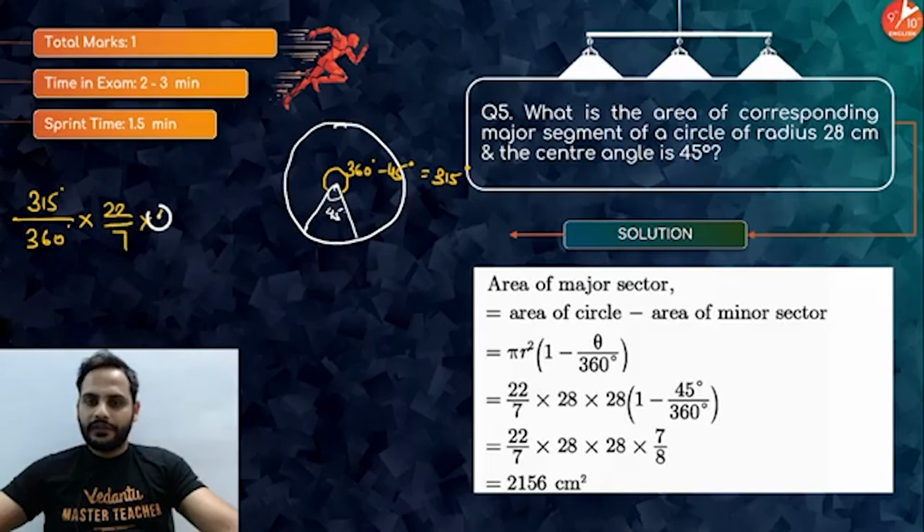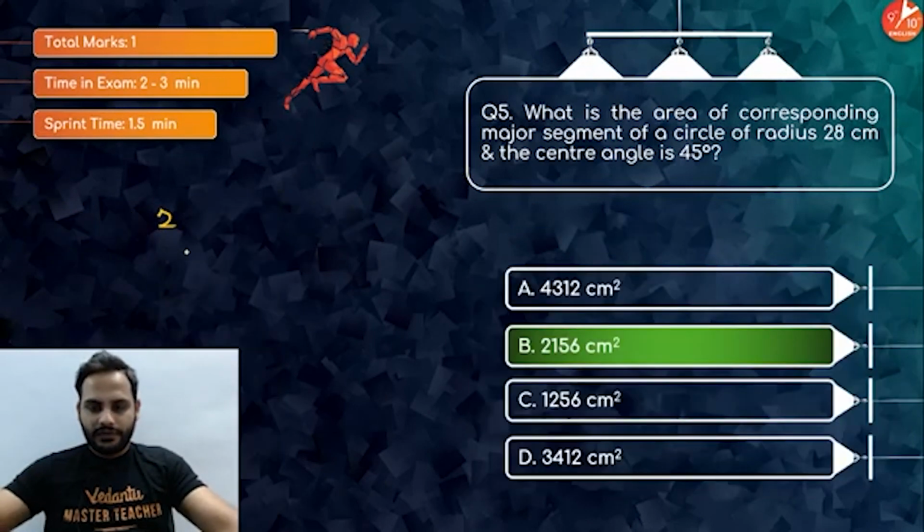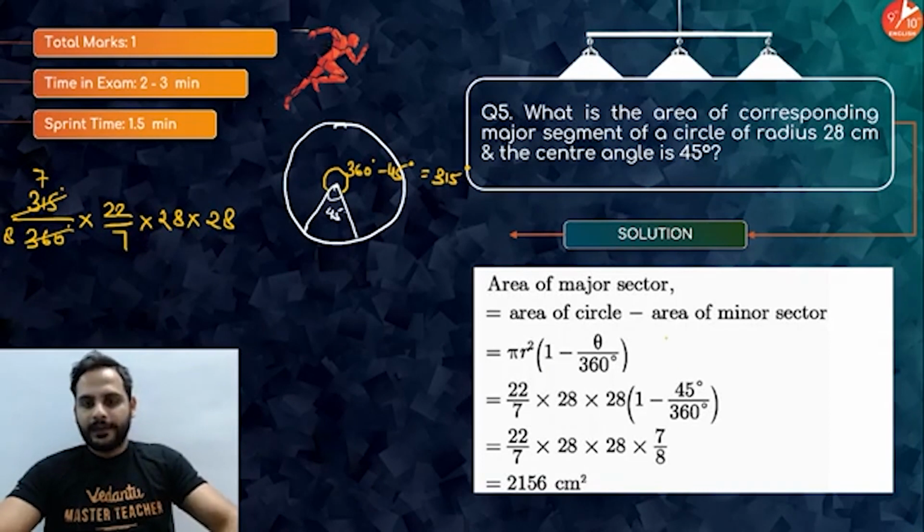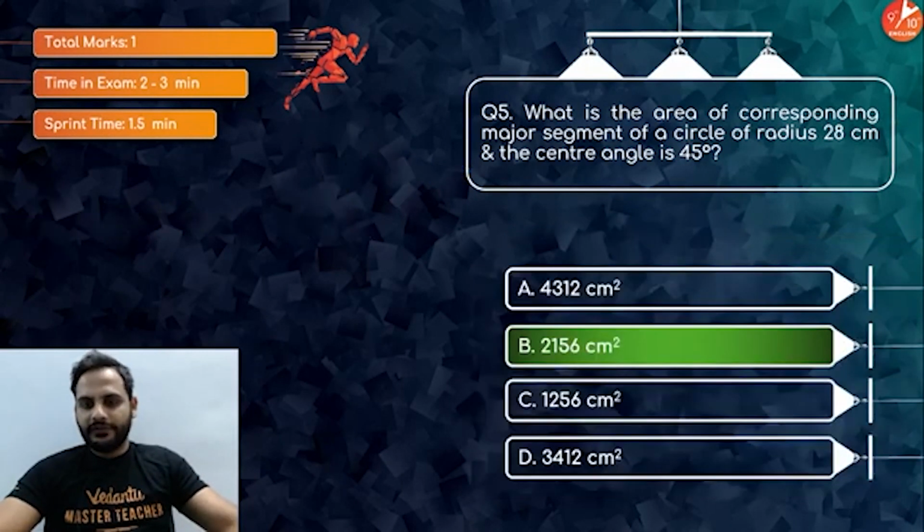After that, you can directly apply the formula: 315 degrees divided by 360 into pi into r square, which is 28, oh sorry, which is 28 into 28. Now see, this will be 45 sevens are, this is 45 eights are, so you'll get 7 by 8 times of the same thing. So the answer will remain the same. There won't be any changes. This is another way of solving it.